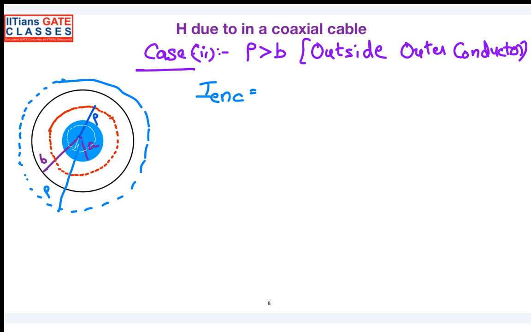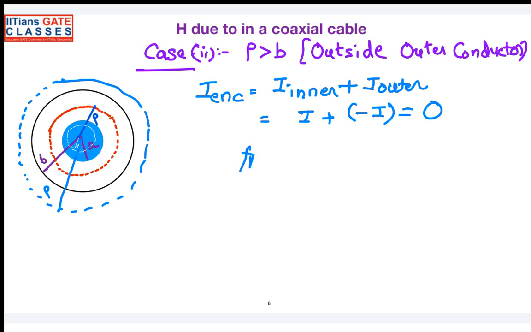So will it become zero, like I and minus I will be there? Exactly, that is the same thing, right? Because when you take a loop outside, you are going to completely enclose the inner conductor plus outer conductor. So the inner conductor carrying a current of I and the outer conductor carries a return current. So finally the total current will be zero. So whenever there is no current, there won't be any magnetic field.